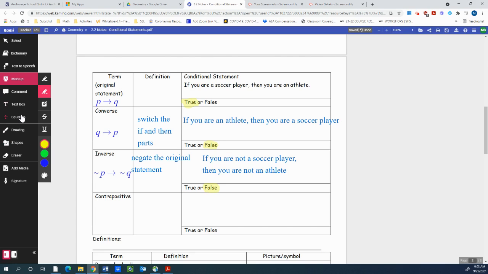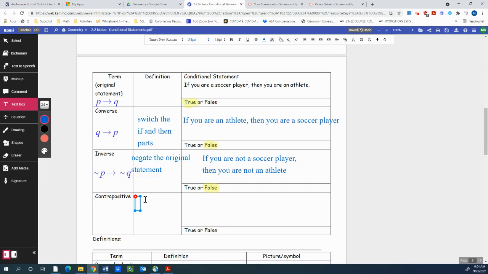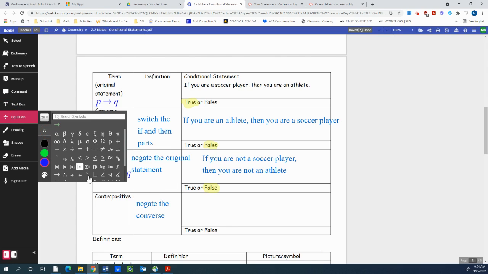And then the contrapositive. The contrapositive is when we negate the converse. Maybe I'll write that first. Negate the converse. We have to do a converse of the original statement, and then we're going to negate it. The little symbolic part here is going to be: if not Q, then not P.